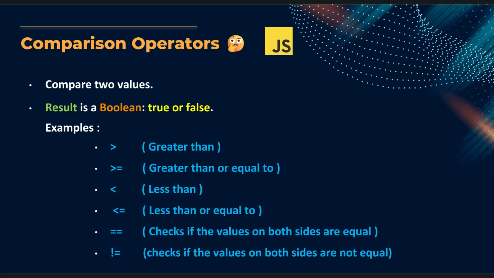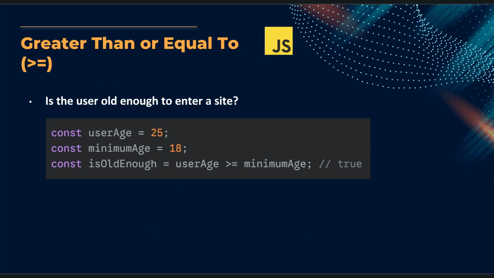Now let's move to comparison operators. These are crucial because they help our code make decisions. They compare two values and give us back a Boolean value. Remember those? They are either true or false. Let's imagine we're checking if a user is old enough to enter a site. The minimum age is 18. Here, we set up the variables and perform the check.